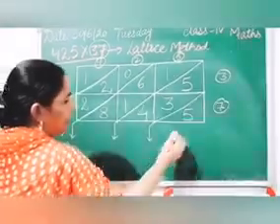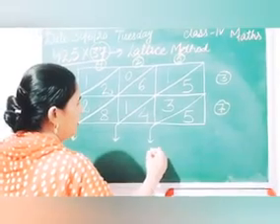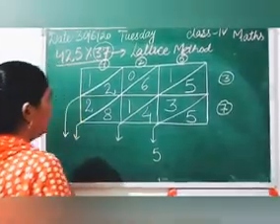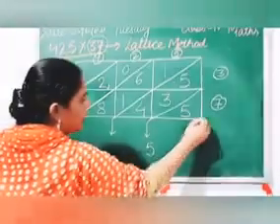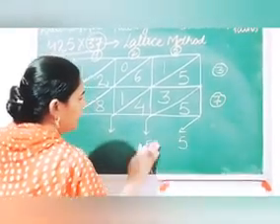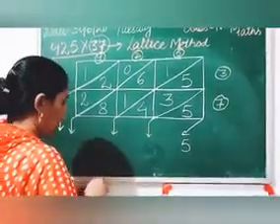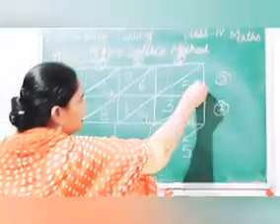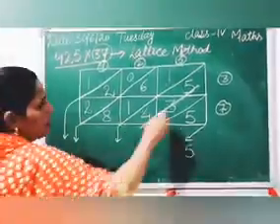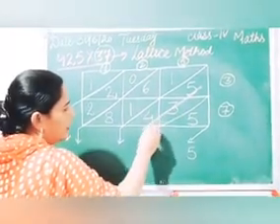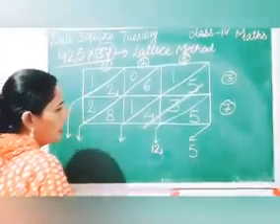Here there is only 5, so we will write 5 here. This is 5. Then these will be added diagonally. You can see here how to add these. These will be added diagonally like this. 5 and 3 is 8, and 4 is 12. We will write 12 here.